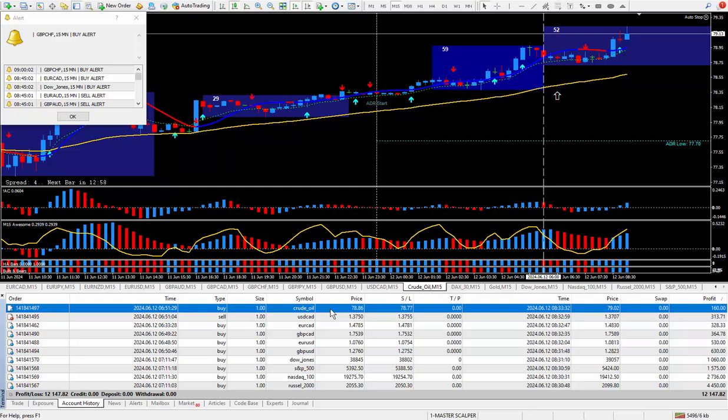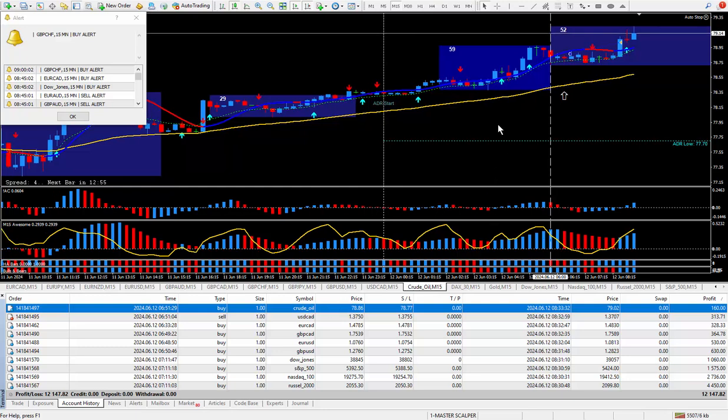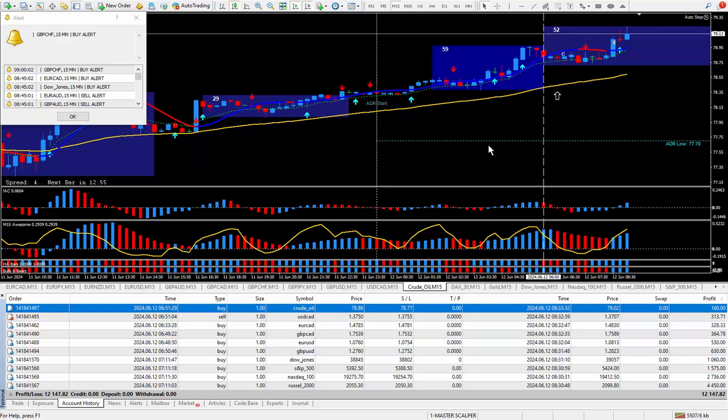So let's run a check on this crude oil. Drag and drop this up, see where I got in at. So when you're buying, the little cursor here will be blue, and of course when you're selling it'll be red.